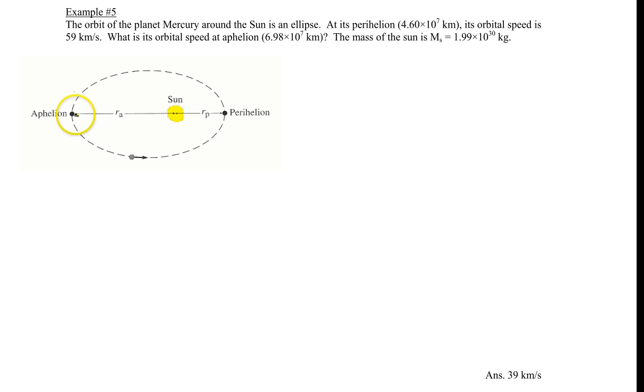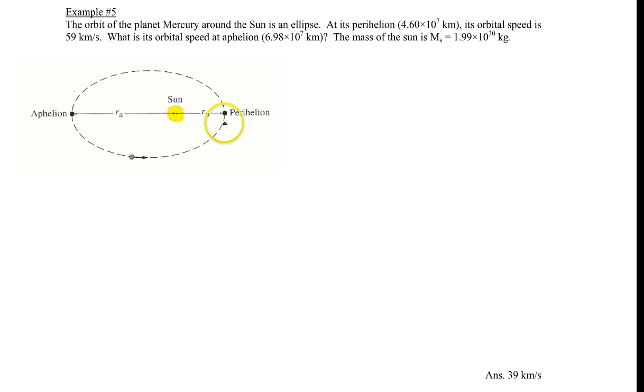At aphelion, the furthest point, we're told the distance, but we're asked to find out how fast it's traveling at this particular position. So we will make a few assumptions. We are going to ignore the small gravitational forces exerted by other planets on Mercury. We're only going to consider the force acting on Mercury, and that is due to the Sun. Gravity is a conservative force, so we know that the mechanical energy must be constant.